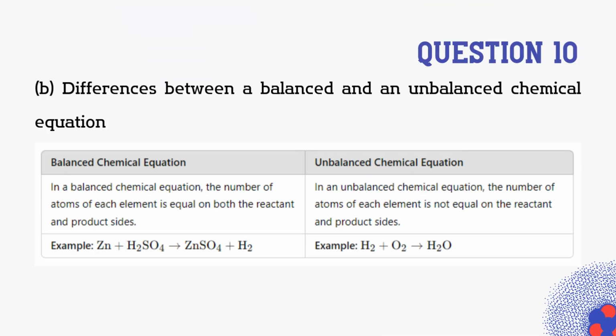Differences between a balanced and an unbalanced chemical equation. Balanced chemical equation: in a balanced chemical equation, the number of atoms of each element is equal on both the reactant and product sides. Example, zinc plus sulfuric acid yields zinc sulfate plus hydrogen. Unbalanced chemical equation: in an unbalanced chemical equation, the number of atoms of each element is not equal on the reactant and product sides. Example, hydrogen plus oxygen yields water.